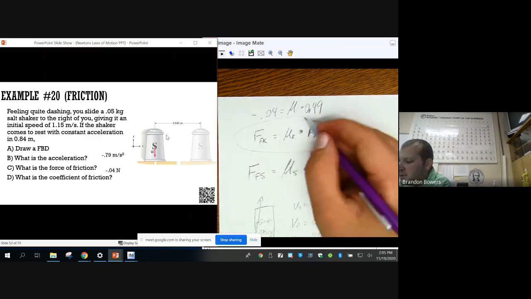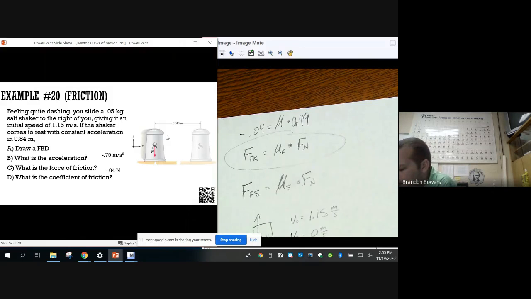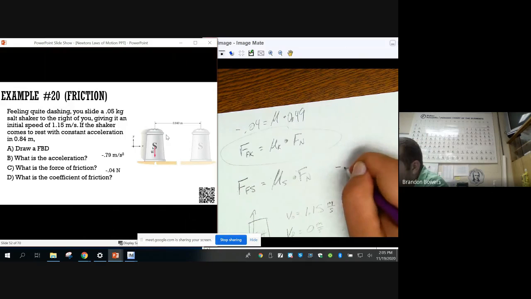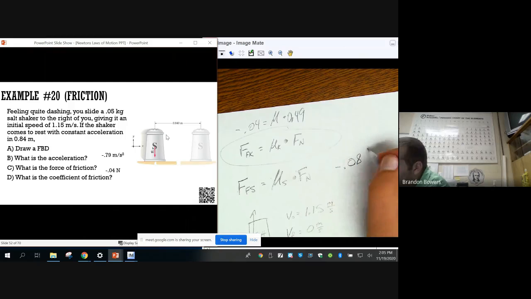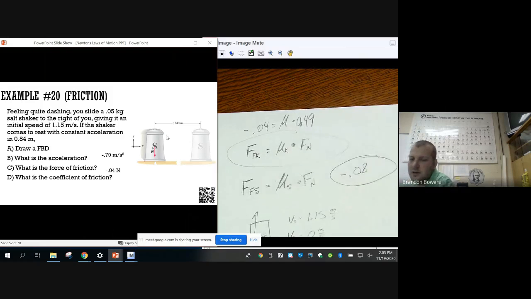And you just have to divide that number over. So negative 0.04 divided by 0.49. I got negative 0.08 as my friction coefficient. Now, there is no unit for the coefficient of friction.